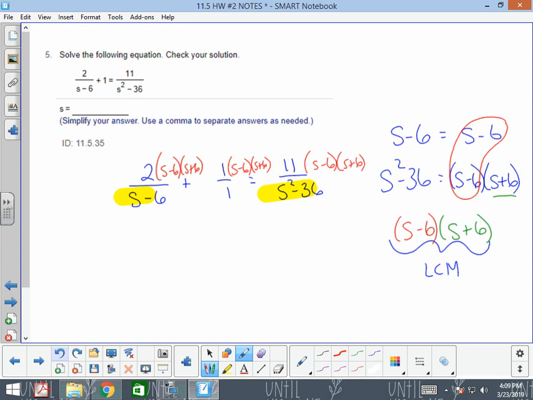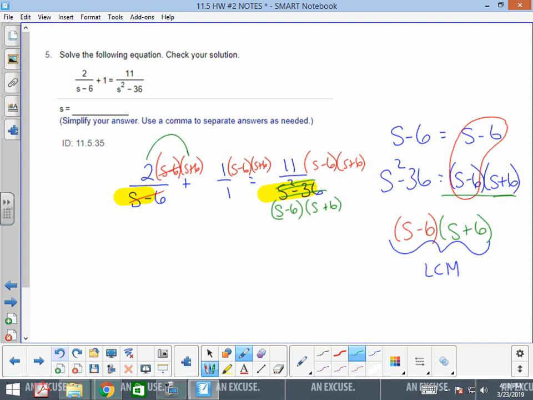Now remember, s squared minus 36 is actually (s minus 6)(s plus 6). I factored it over here. Okay, so let's look at canceling. s minus 6 cancels out s minus 6. So let's do the distributive property with the 2 and the s plus 6. So that is 2s plus 12 equals.